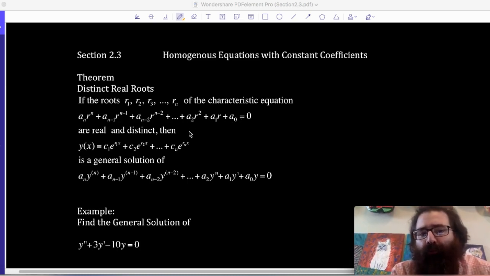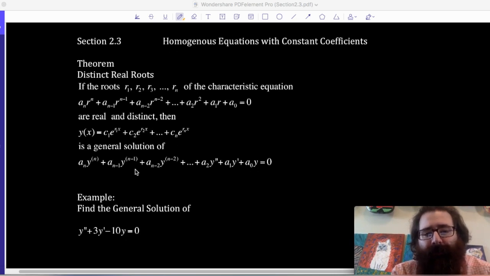If those roots are real and distinct, meaning they're real numbers and they're all different, then we can build a general solution to our differential equation by using those values for the roots as coefficients in the exponent. So we get y of x is some c sub 1 e to the r sub 1 times x power plus c sub 2 times e to the r sub 2 times x power plus and so on plus c sub n times e to the r sub n times x power. And that's going to be a general solution of our homogeneous differential equation.